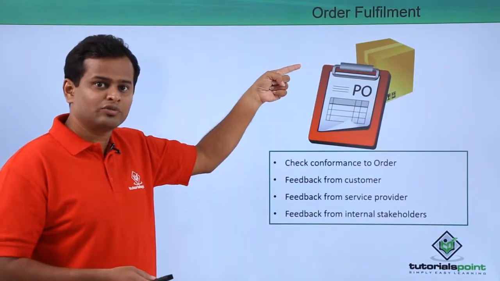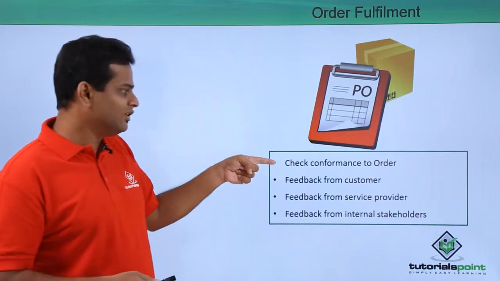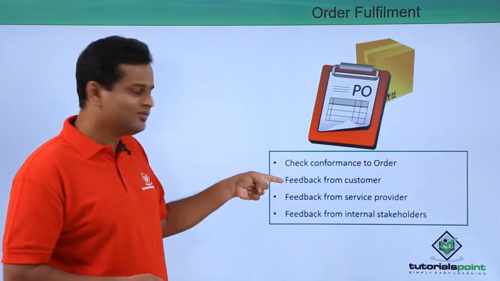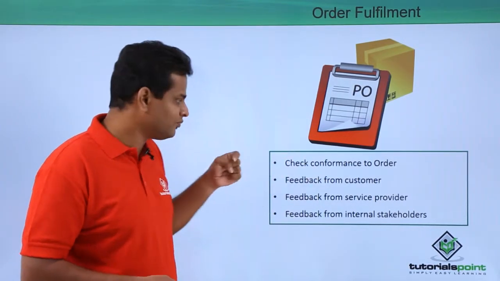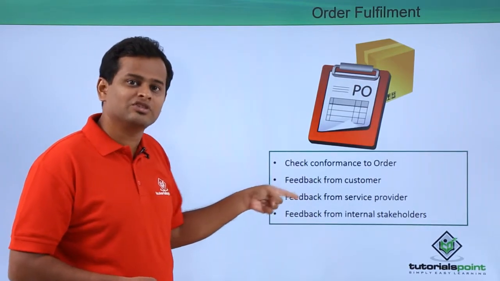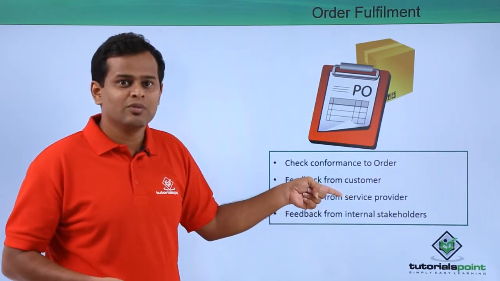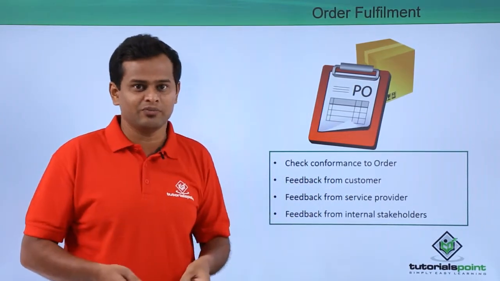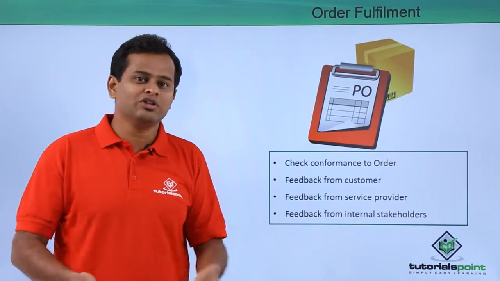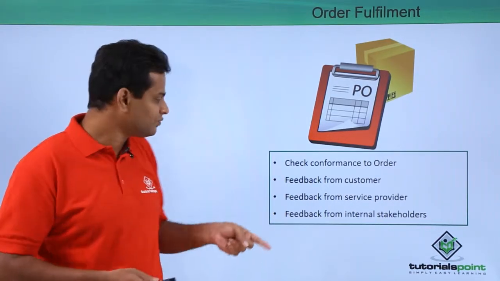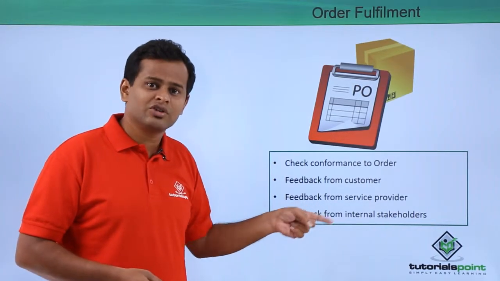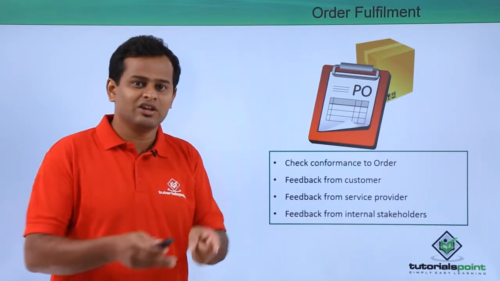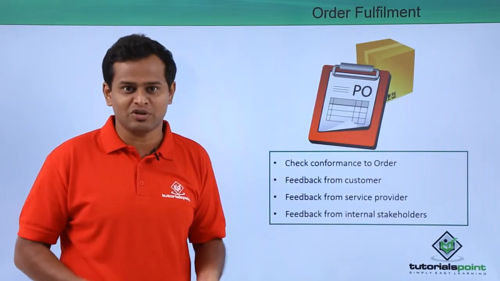Let's concentrate on the order fulfillment point of view. Here we need to check the conformance to the purchase order, and then we need to take the feedback from the customer. We also need to take feedback from the service providers or the other vendors, because we need to have a right balance between the customers and the vendors, as both are equally contributing in our supply chain management systems. Feedback from internal stakeholders should never be forgotten, because they are the people who are going to help us in various management of the supply chain management process.